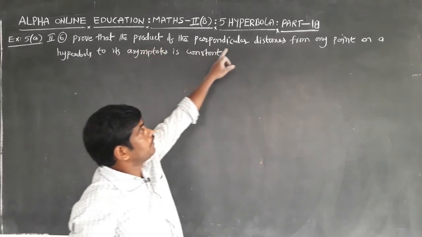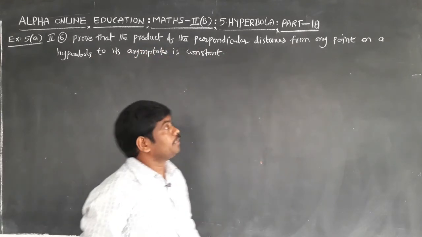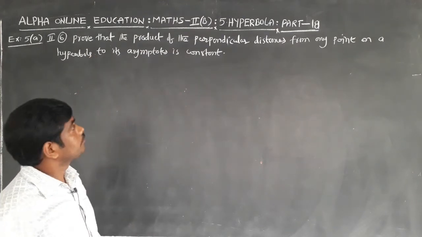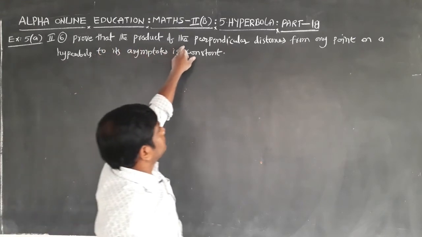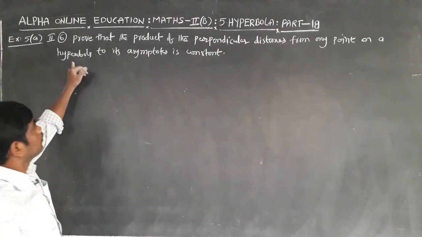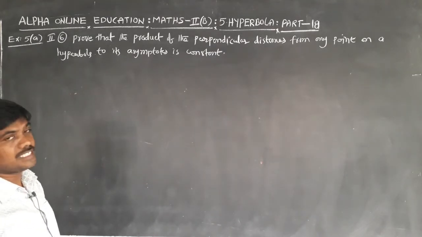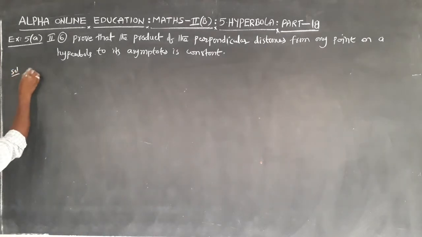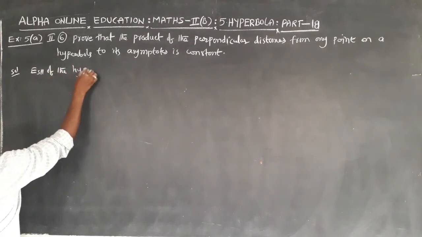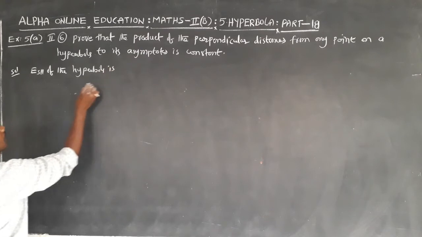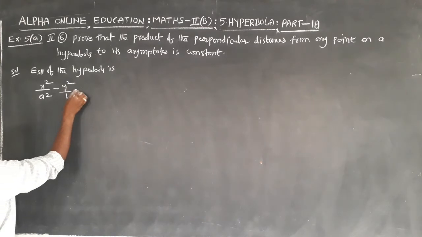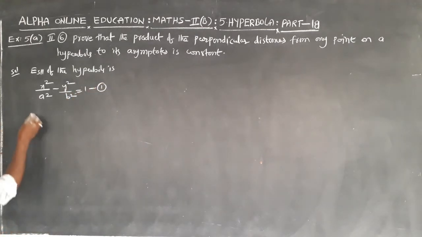The product of the perpendicular distances from any point on a hyperbola to its asymptotes is constant. Prove that the product of the perpendicular distances from any point on a hyperbola to its asymptotes is a constant. Here the equation of the hyperbola is x square by a square minus y square by b square equal to 1.